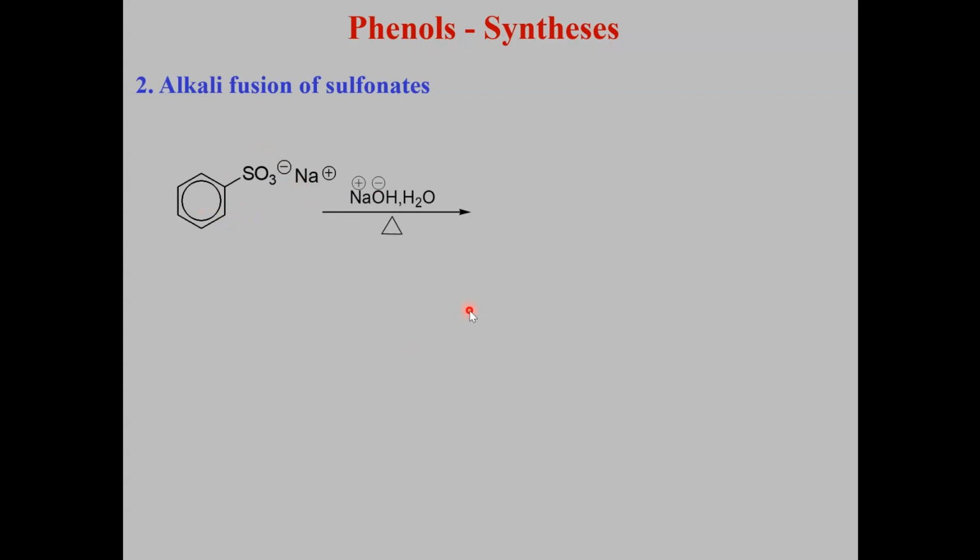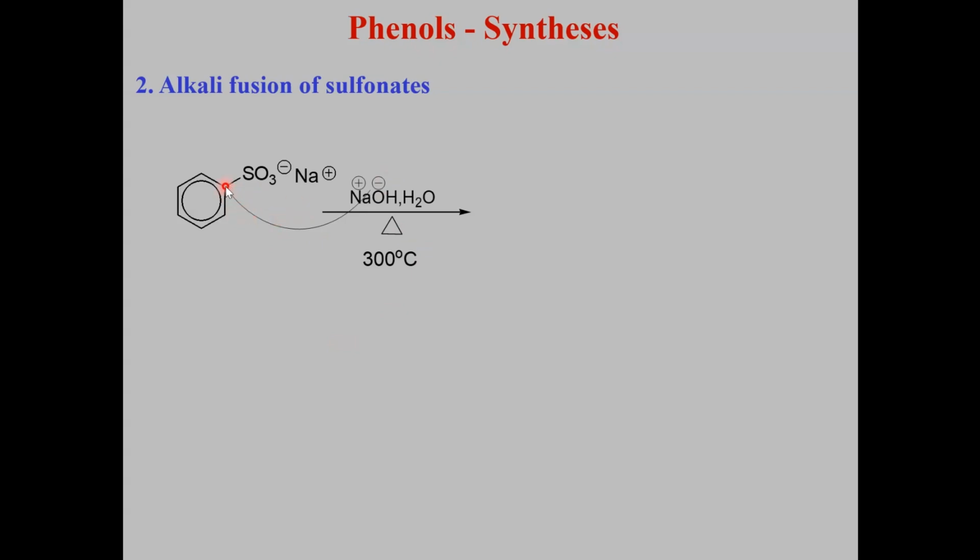Heat it at 300 degrees centigrade. OH minus is electron rich and this carbon is positive because sulfur is electronegative. It pulls the electrons towards itself, rendering this carbon positive. We have made the carbon in the benzene ring positive. That's why OH minus can react.